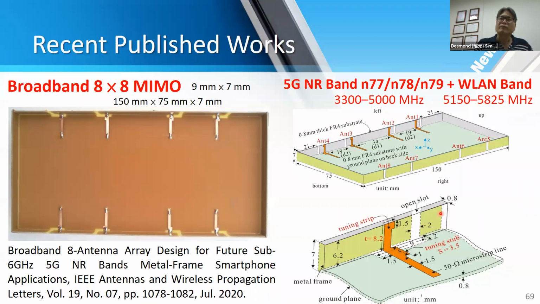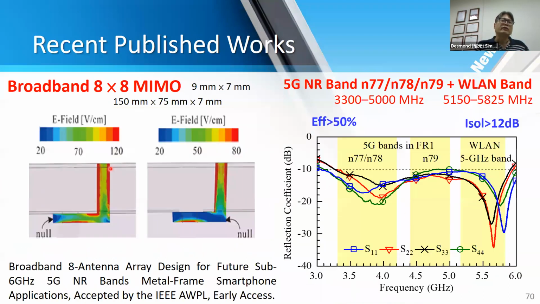This is a metal frame. The green color is a metal frame. By using this L-shaped type with tuning stub, they'll be able to excite 2 modes in the slot, as you can see from here. Now, the novelty of this work is that we have a single slot in which we can excite 2 modes. Because of that, we can cover a huge bandwidth, the same as what we have done.